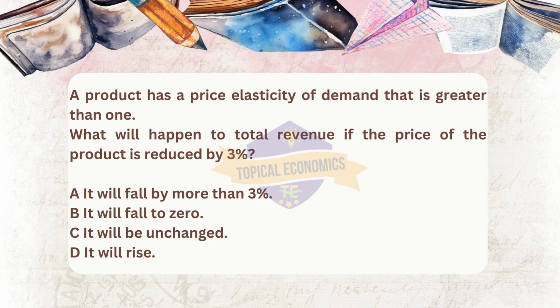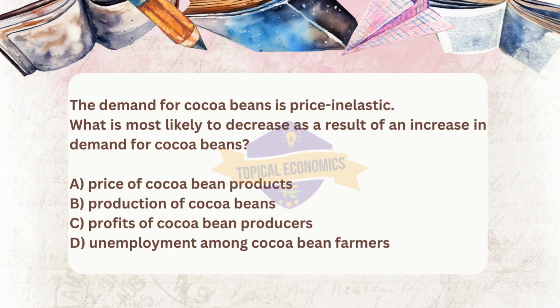It will rise. Proceeding with question 24. The demand for cocoa beans is price inelastic. What is most likely to decrease as a result of an increase in demand for cocoa beans? A. Price of cocoa bean products. B. Production of cocoa beans. C. Profits of cocoa bean producers. D. Unemployment among cocoa bean farmers. This question is from year 2016 October-November version 3 paper.